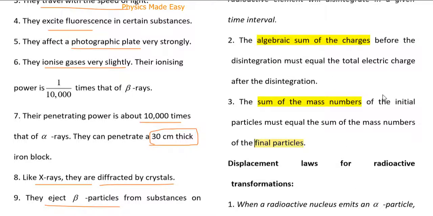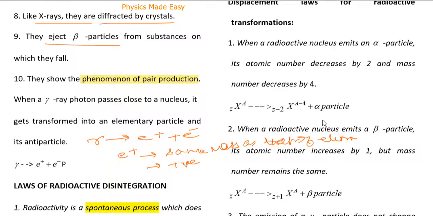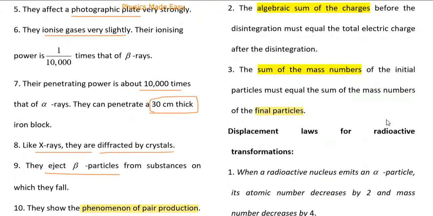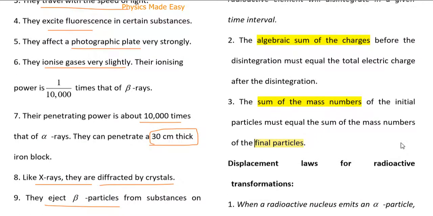So these two will be clear from a reaction. For example, we take this reaction. Let an alpha particle be emitted. For example, I take a nuclei here, Z X A. It breaks up into Y Z minus 2 A minus 4 plus 2 helium 4. So this is the reaction of alpha particle.